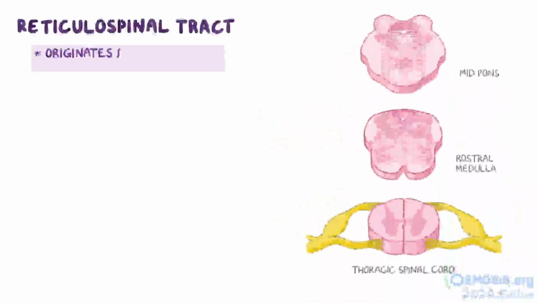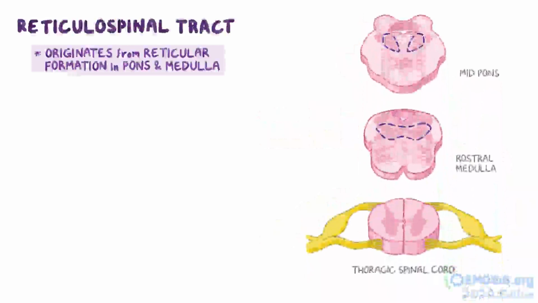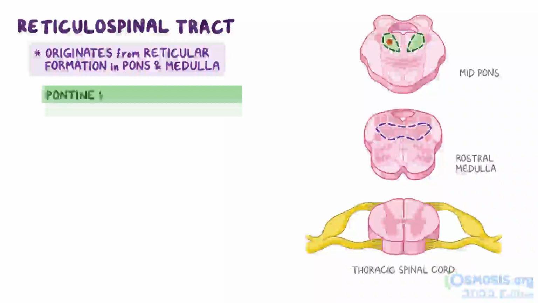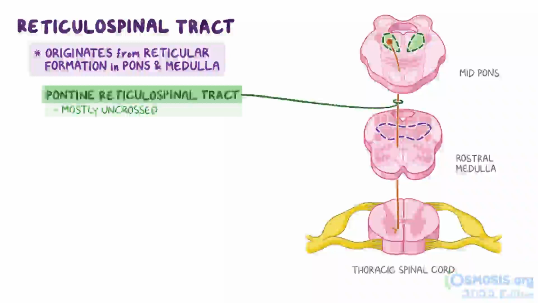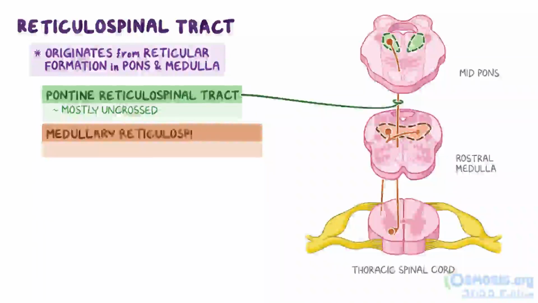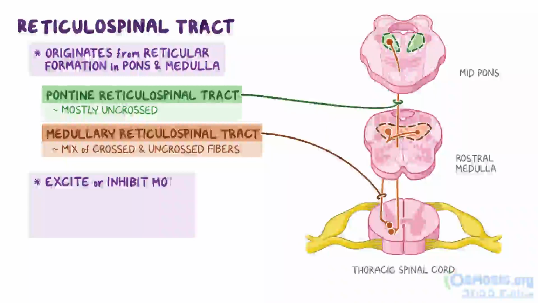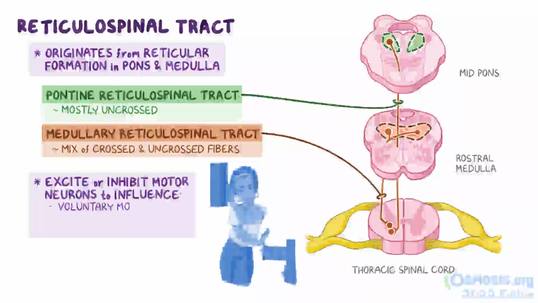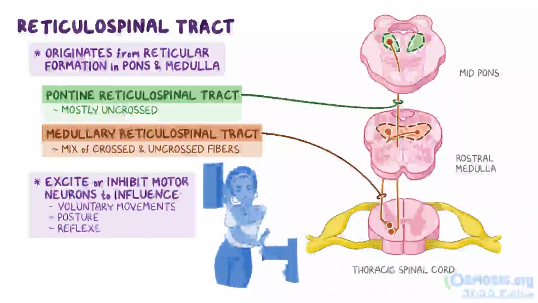Now let's talk about the reticulospinal tract, which originates from the reticular formation located in the pons and the medulla. Fibers that originate from the pons form the pontine reticulospinal tract, which descends to the spinal cord, mostly uncrossed. Fibers originating in the medulla form the medullary reticulospinal tract, which terminates in the spinal cord with a mix of crossed and uncrossed fibers. The fibers of the reticulospinal tract can either excite or inhibit motor neurons to influence voluntary movements, posture, and reflexes.